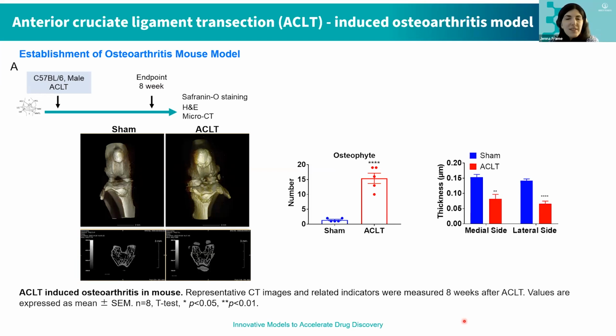Finally, micro-CT scanning of these mice indicates a significant presence of osteophytes, which again are these tiny bone spurs, as well as a reduction in thickness, indicating that the disease has successfully been established.